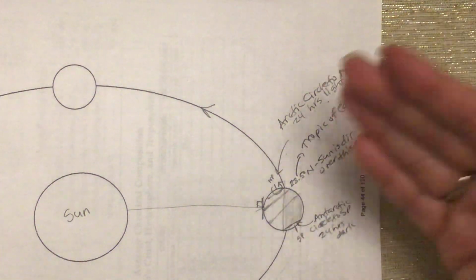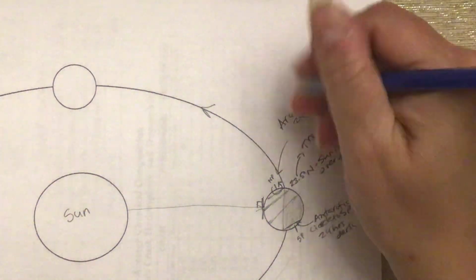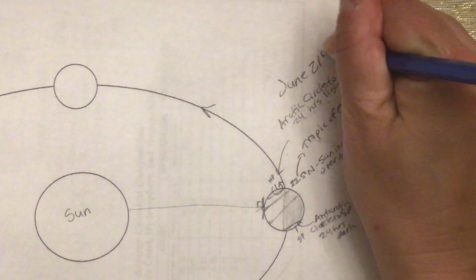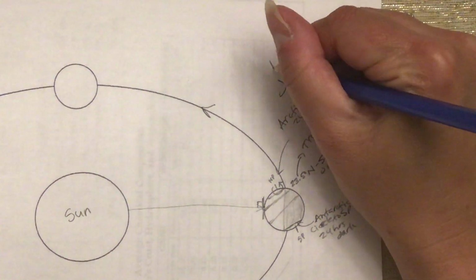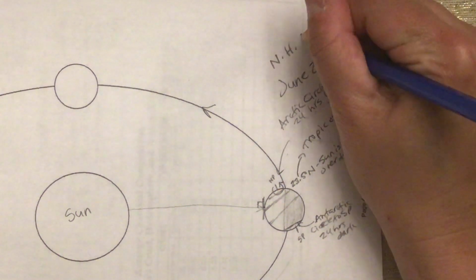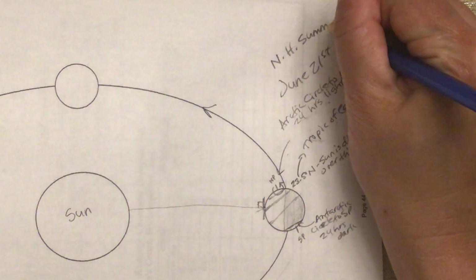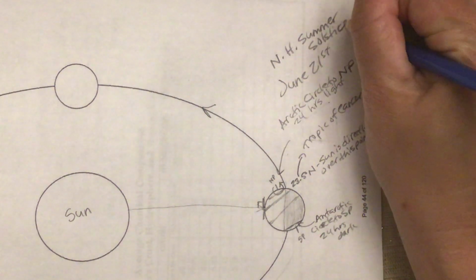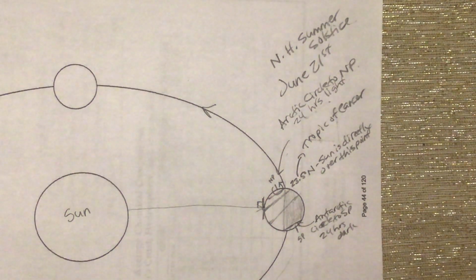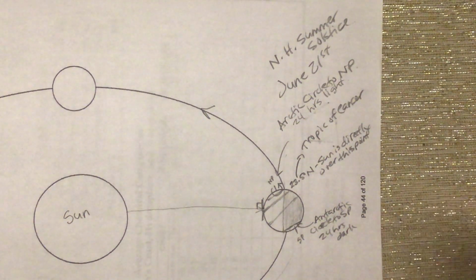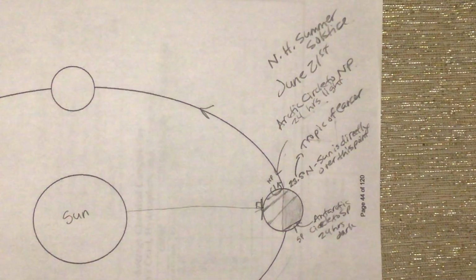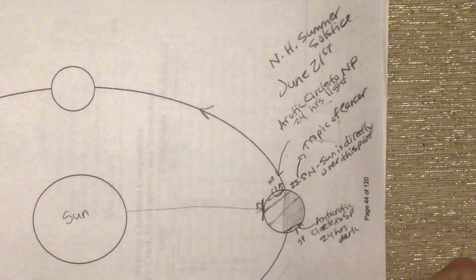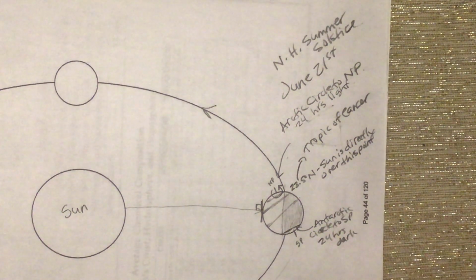This is the first day of the Northern Hemisphere's summer. This is June 21st, and this is the Northern Hemisphere's summer solstice. What is it for the Southern Hemisphere? It's the Southern Hemisphere's winter solstice, but we don't care because we don't live in Australia. We live in America. So America, it's Northern Hemisphere. That's what we're worried about, okay?